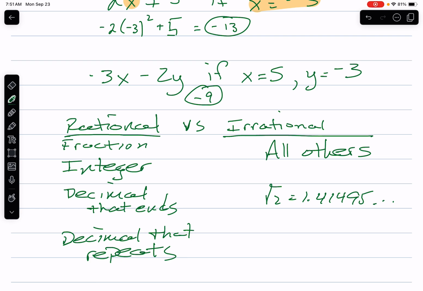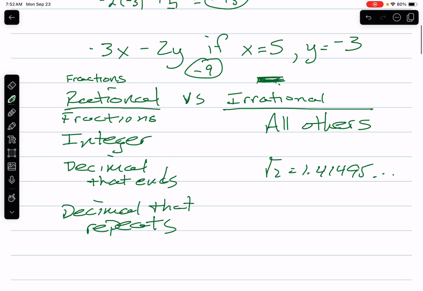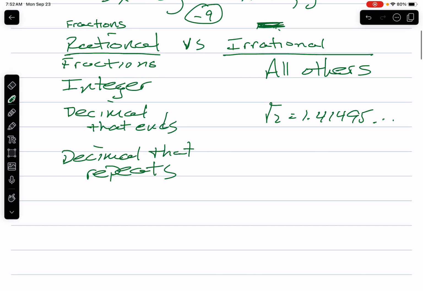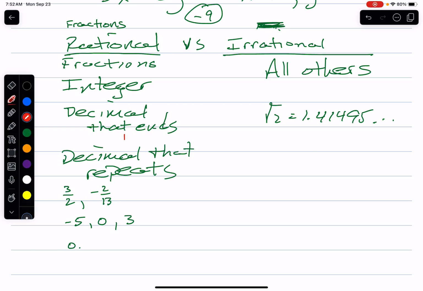Rational versus irrational numbers. Okay, fractions versus not. I don't want to say not because those are irrational numbers. Rational numbers are fractions, integers, decimals that end, decimals that repeat. Okay, so fractions would be like 3/2, -2/13. Integers are -5, 0, 3. Decimals that end or terminate. I think they use the word terminate in Alex, so probably on the test it says terminate.